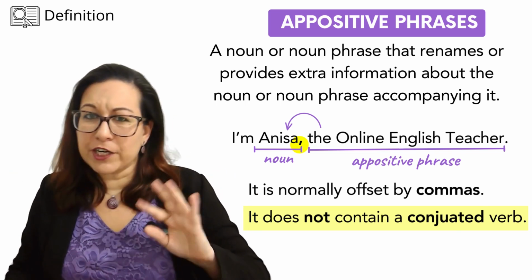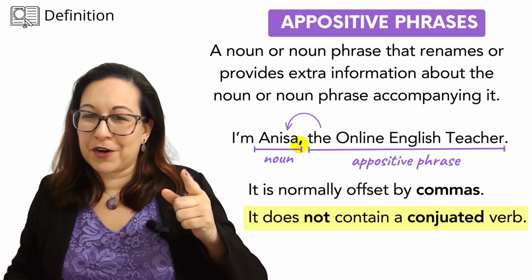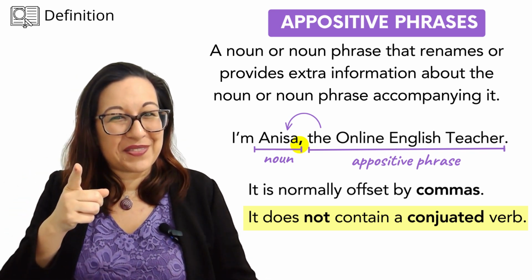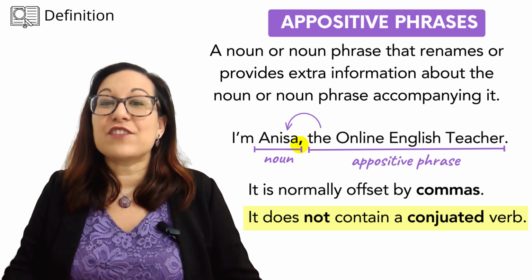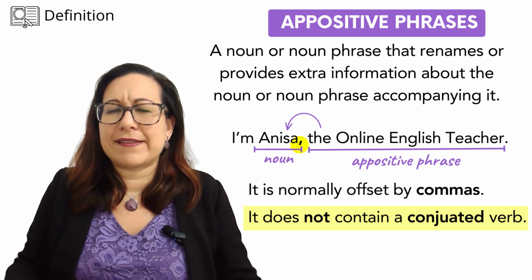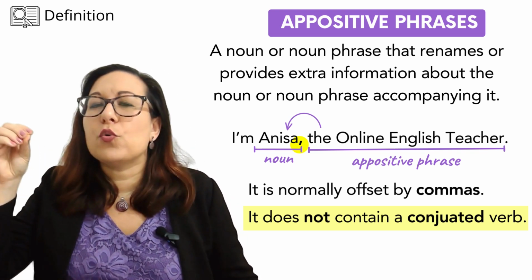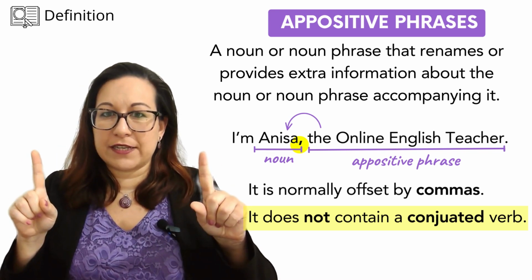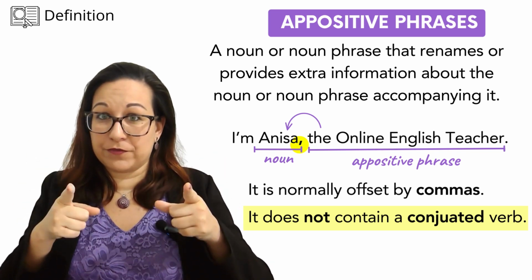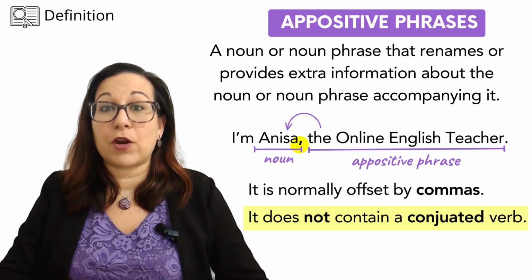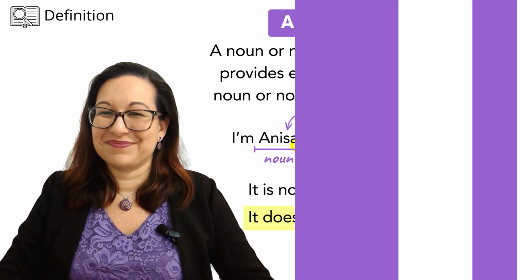It might have a gerund, we've talked about those before. It might have an infinitive phrase, we're going to talk about those later, but it does not have a conjugated verb. So you're not going to say, "He goes," or "he went," nothing that's conjugated. I'm going to remind you of this a lot because that is a key point about appositive phrases.